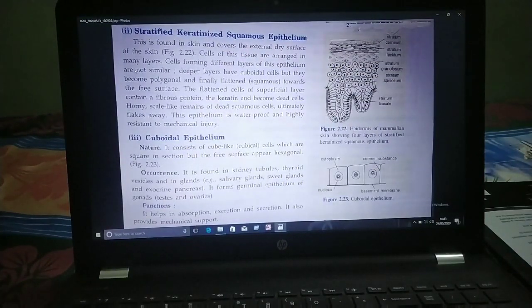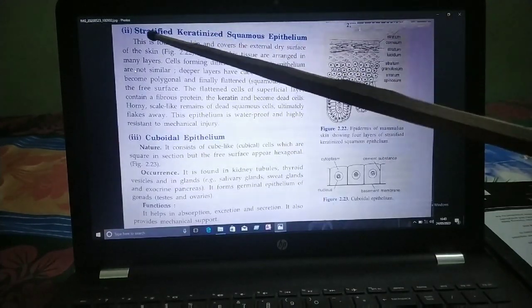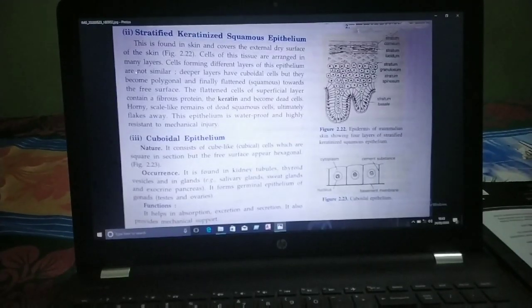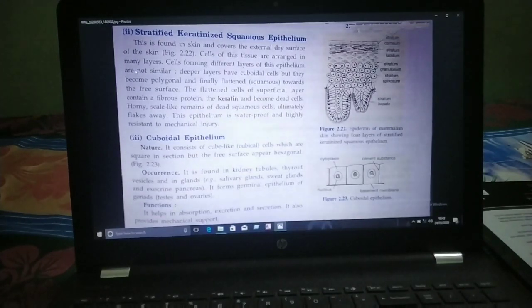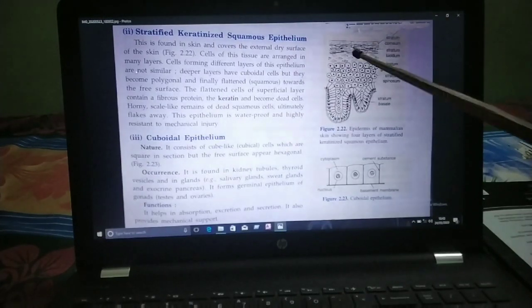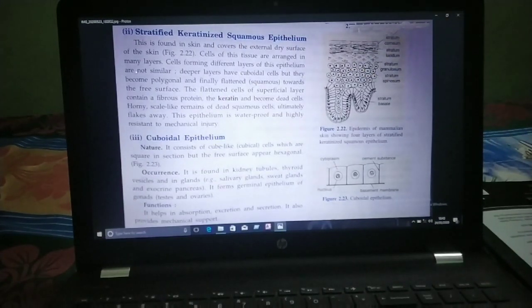Cells of this tissue are arranged in many layers. Cells forming different layers of this epithelium are not similar. Deeper layers have cuboidal cells. You can see cuboidal cells here also, but they become polygonal and finally flattened towards the free surface.